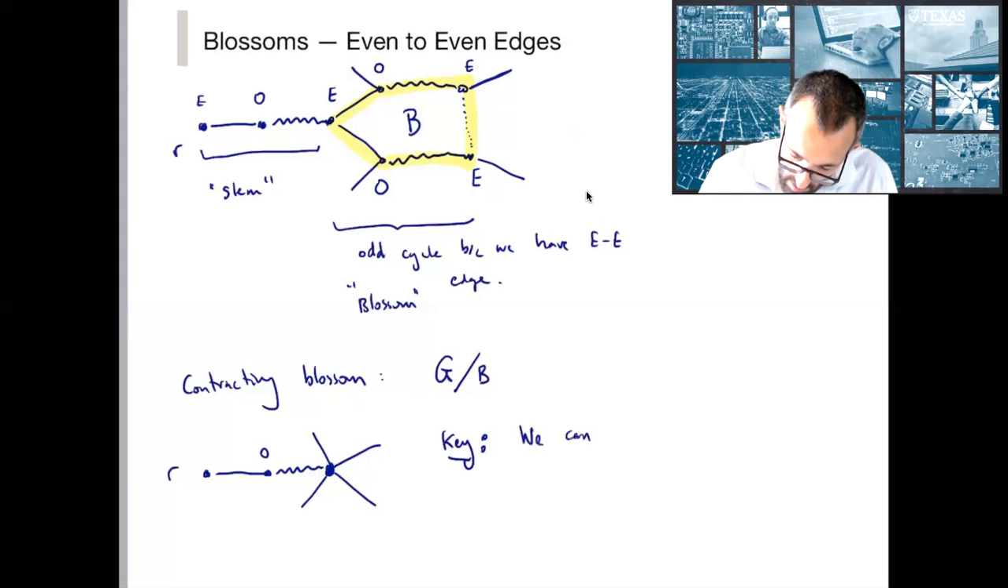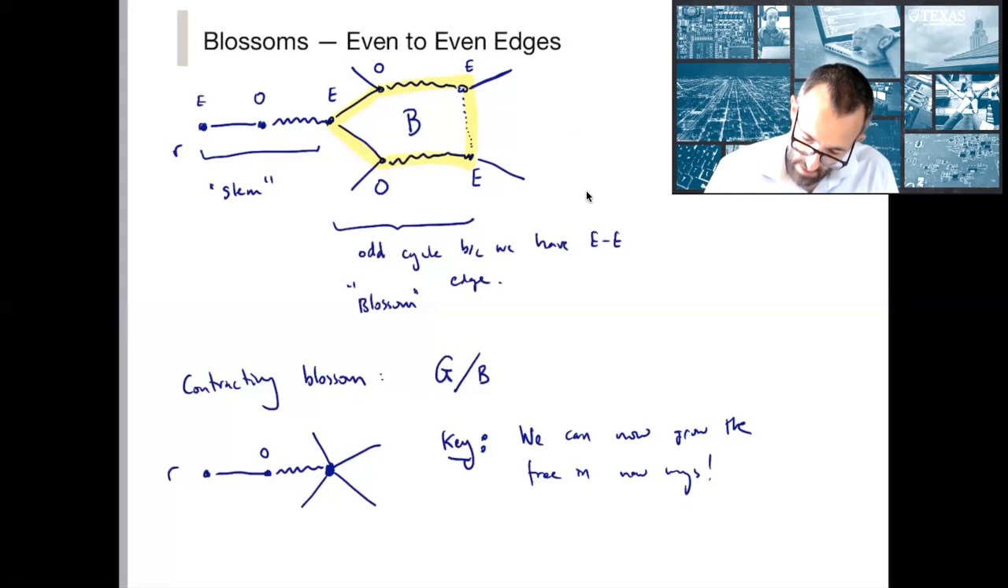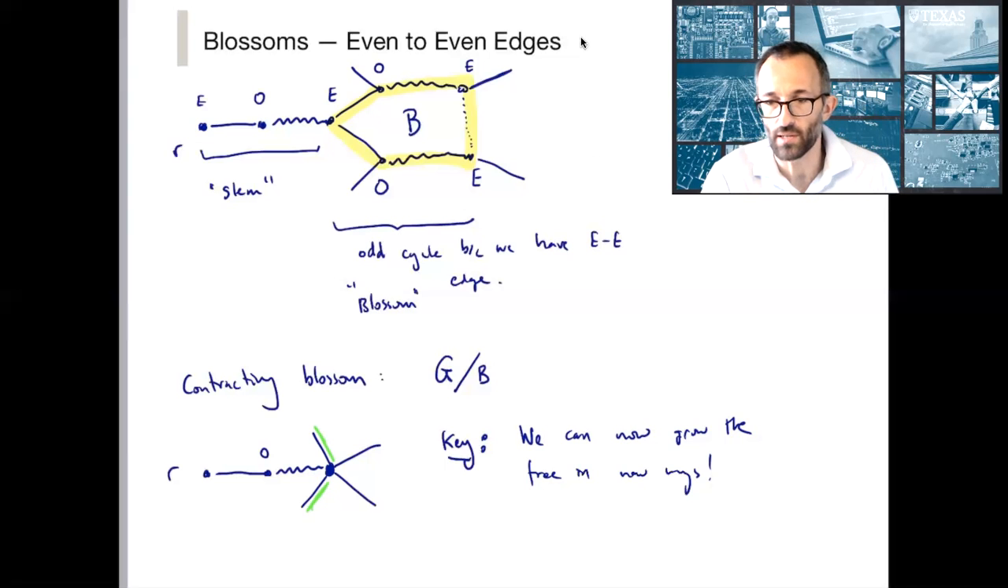And that means that we can now grow the tree in new ways. In particular, I can grow it along this edge and this edge, which I was not allowed to grow before. So this is the key idea. We're going to stop now, and we're going to continue on in the next lecture with the proof that shows that this key idea, coupled with the previous lemma, is what we need in order to come up with an algorithm that finds maximum matchings.